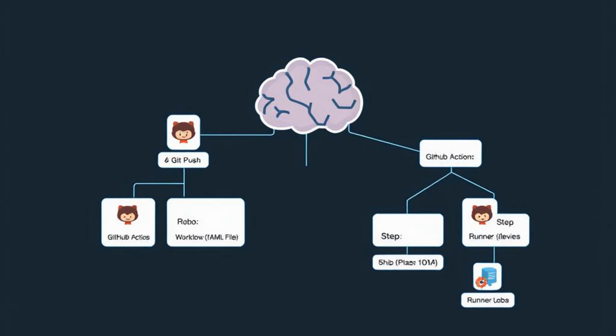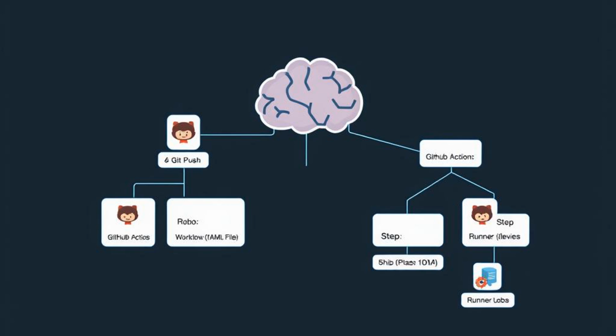CI/CD automates the build, test, and deployment phases, ensuring that your code is always in a deployable state. It leads to faster releases, higher quality software, and ultimately, happier teams. By automating, we gain consistency, speed, and reliability, paving the way for true DevOps efficiency.